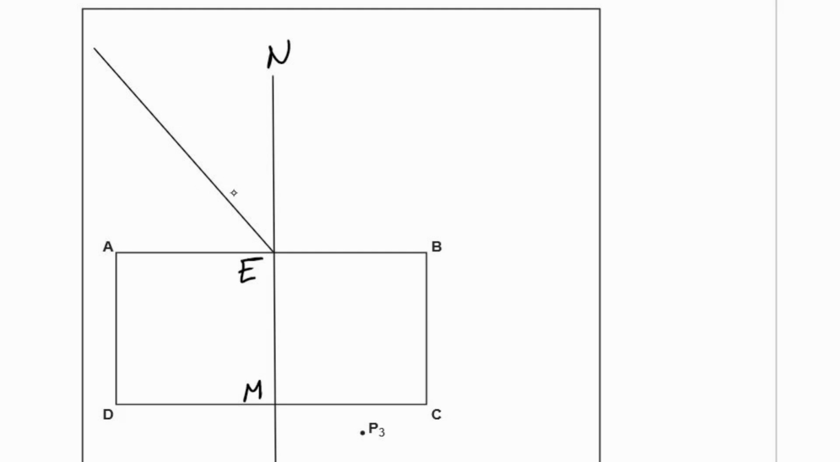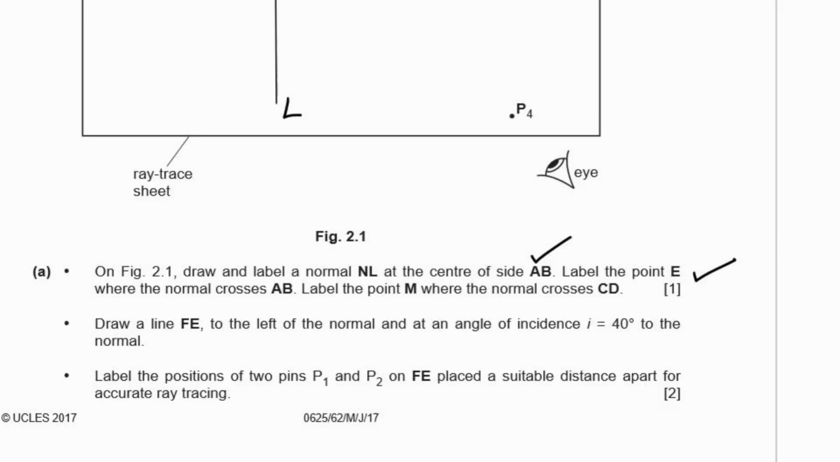There we are, that line has been drawn, the angle here is 40 degrees and it wants us to label it FE. So there we are, that's now done and labelled. So what I'm going to do, of course, is tick that to say it's done. So I now know it's done and I can move on.